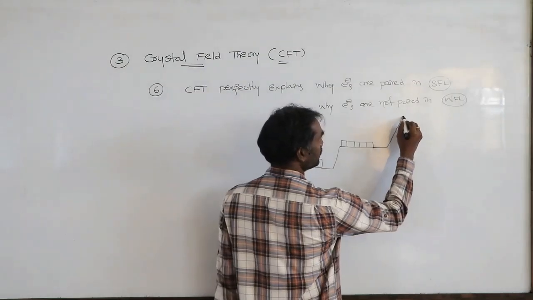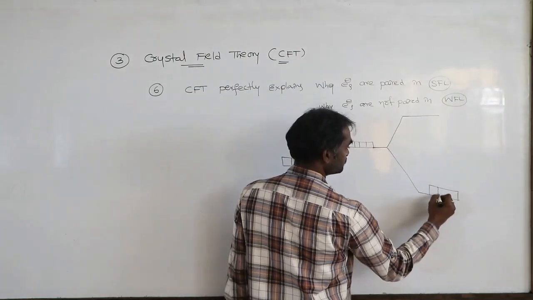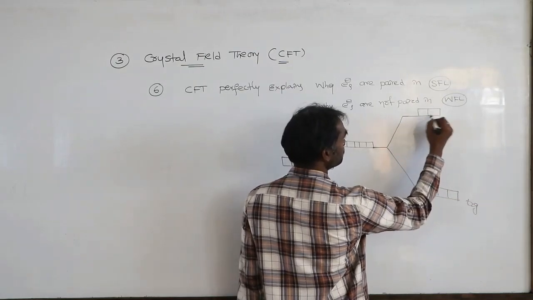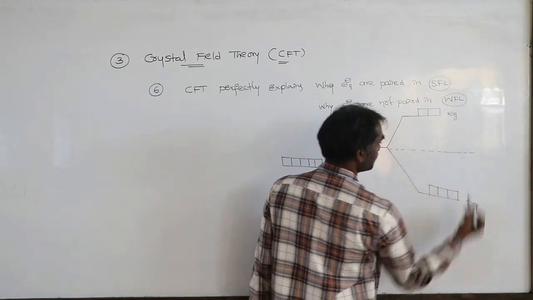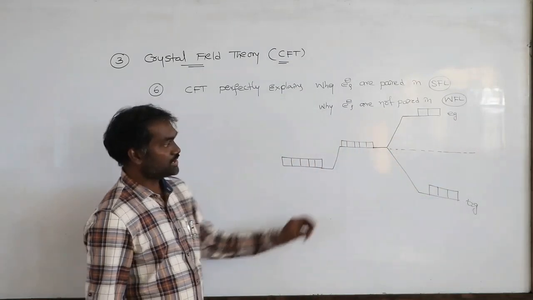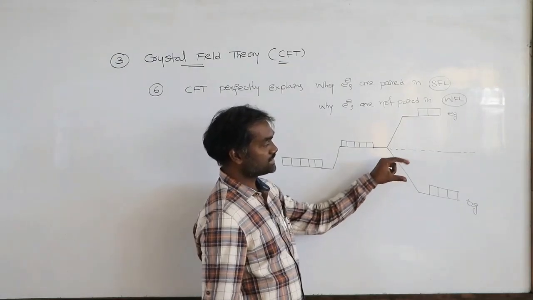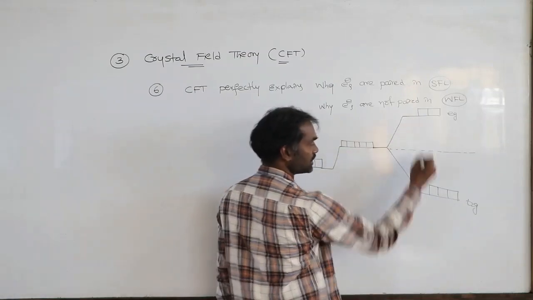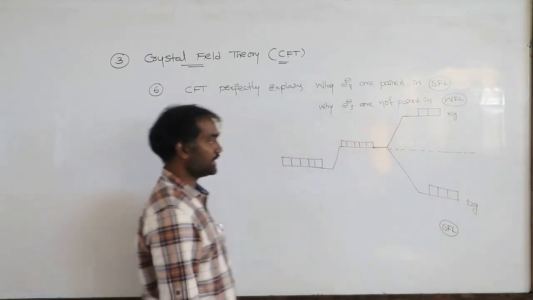Next, you take a strong field ligand, so T2G and EG. It is a degenerated level. See, in the presence of strong field ligand means what? Repulsions are increased. Repulsions are increased means energy increases. So this happens in the presence of strong field ligand.